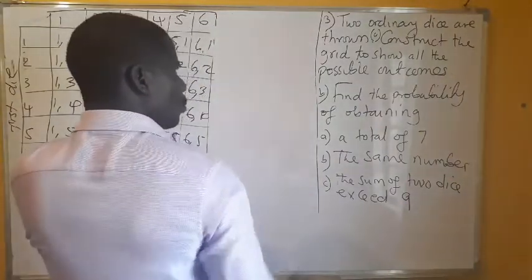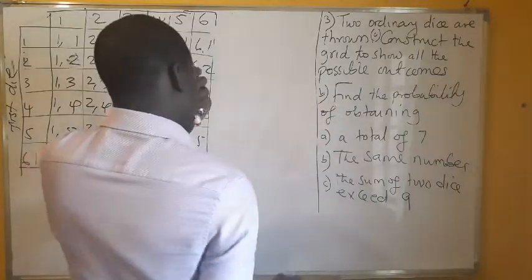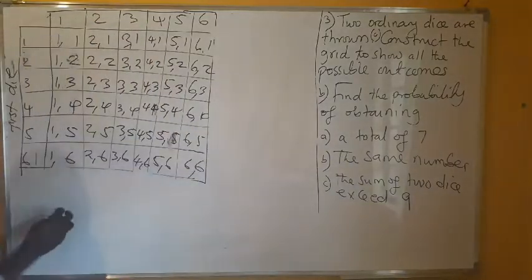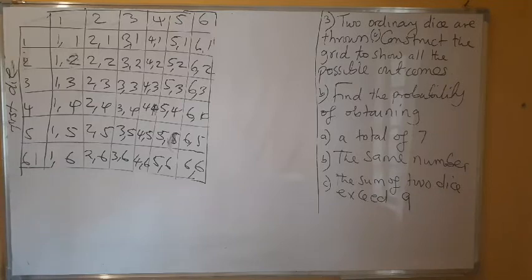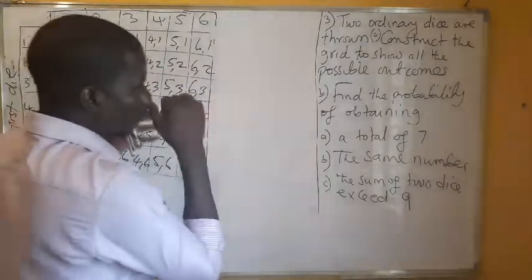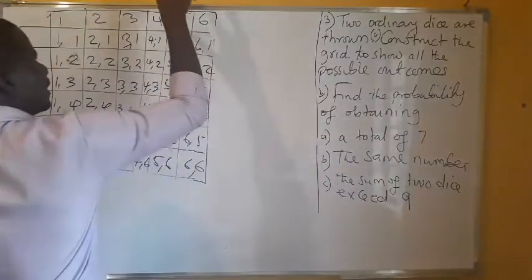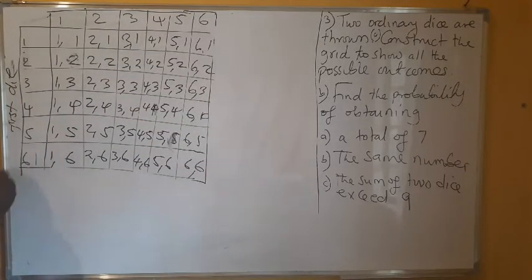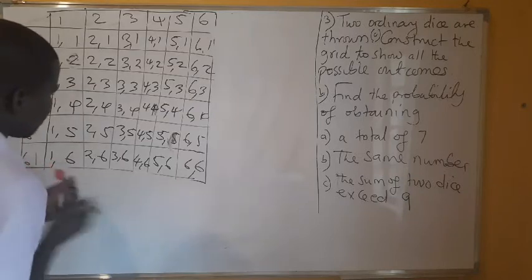So now we have to use this grid to answer the following questions. Find the probability of obtaining a total of 7. So we need to get the numbers that will give us a total of 7. When we add them, they should give us a total of 7. Find the probability of obtaining a total of 7 from this die and the other die. Okay? So look at those numbers that give us this case.